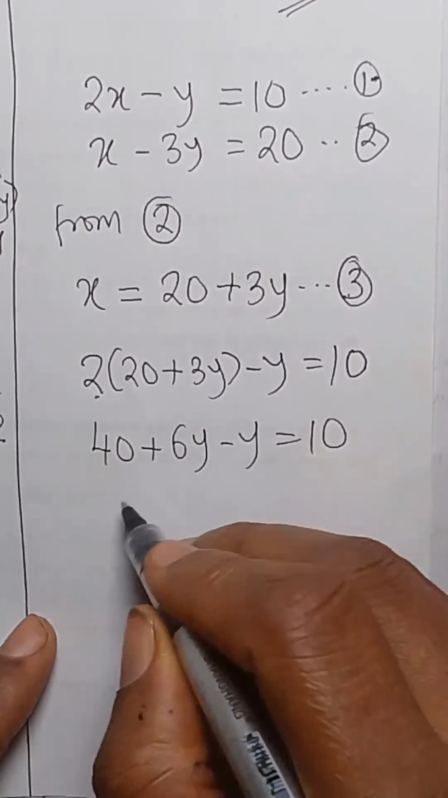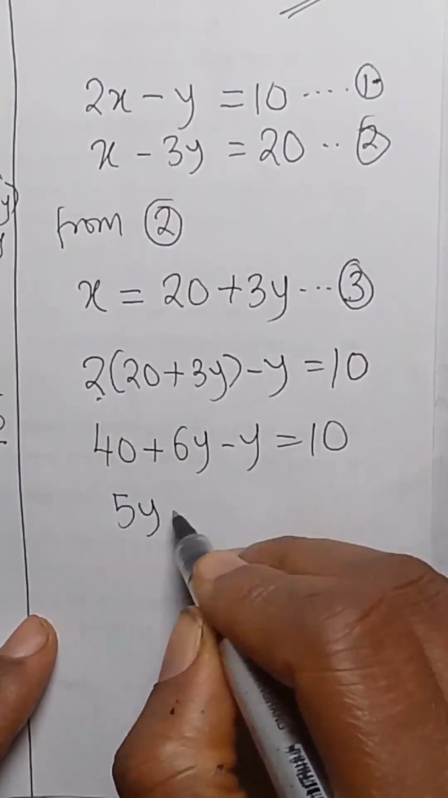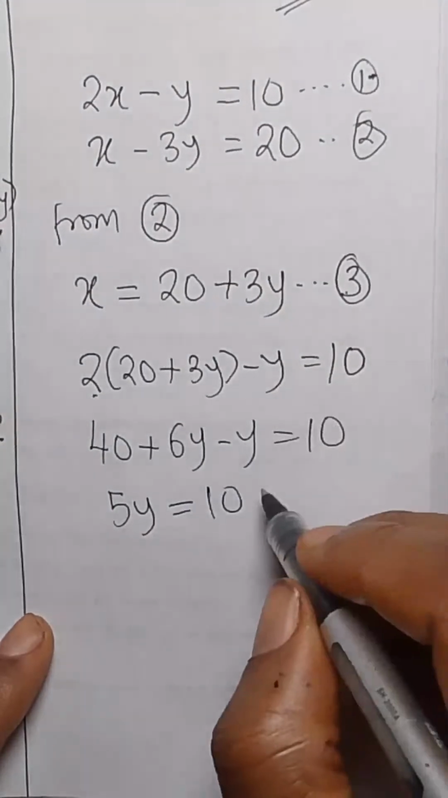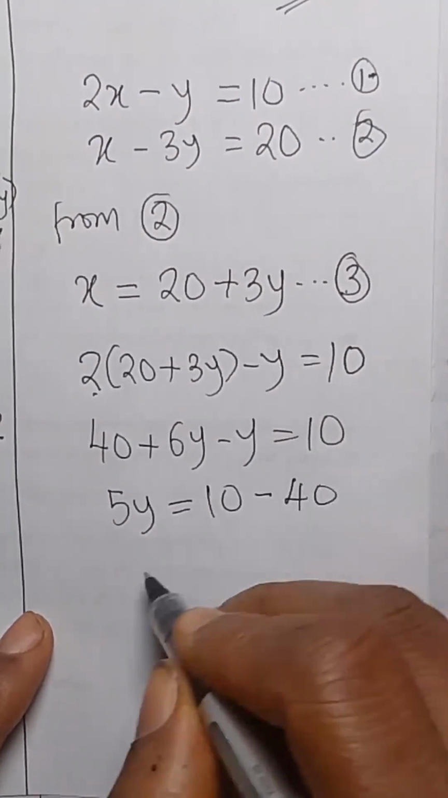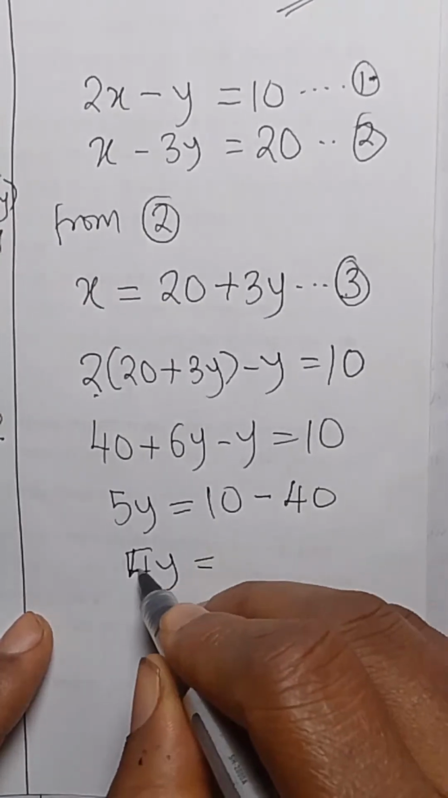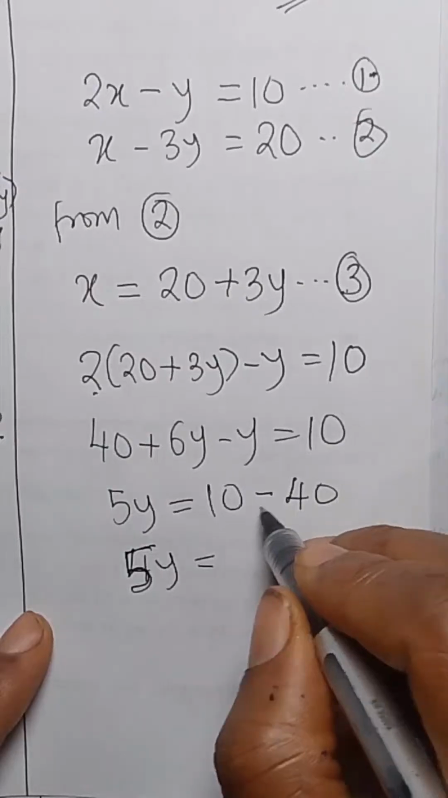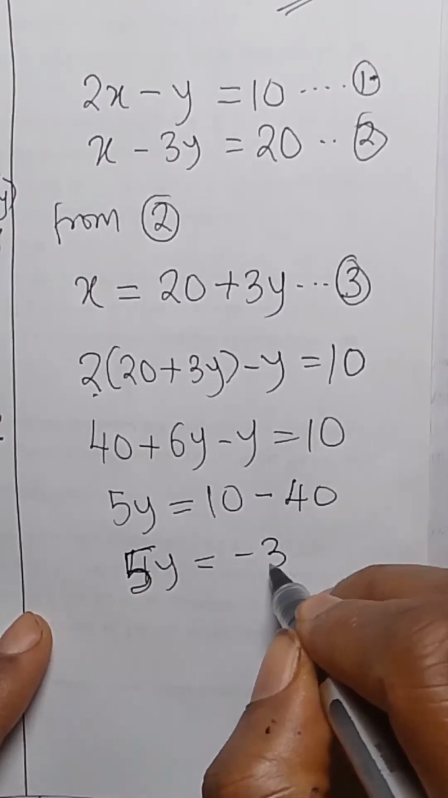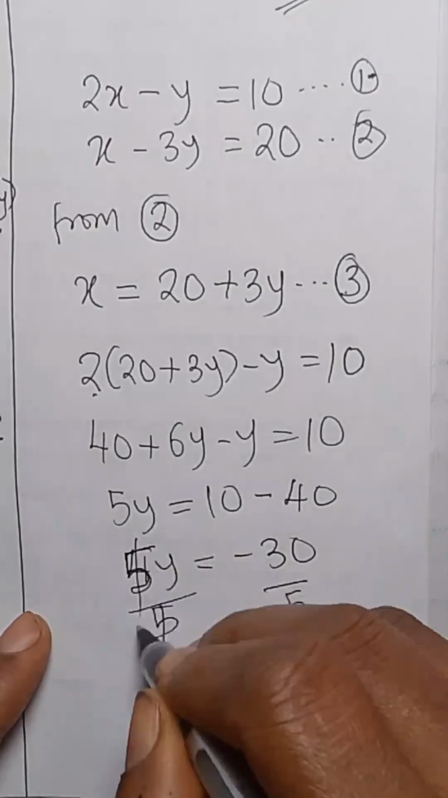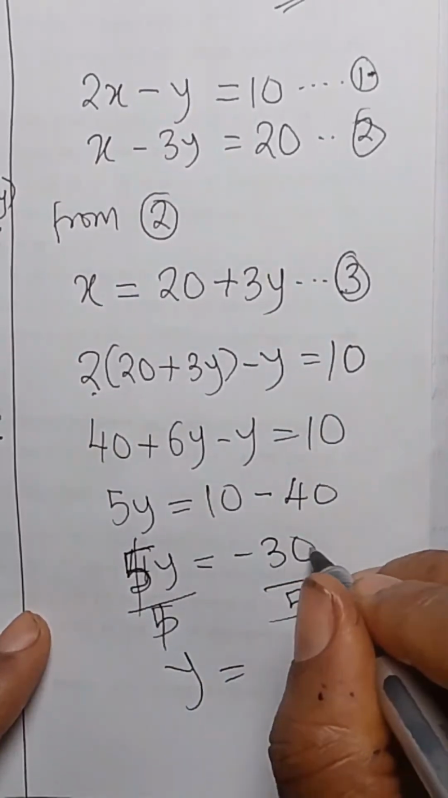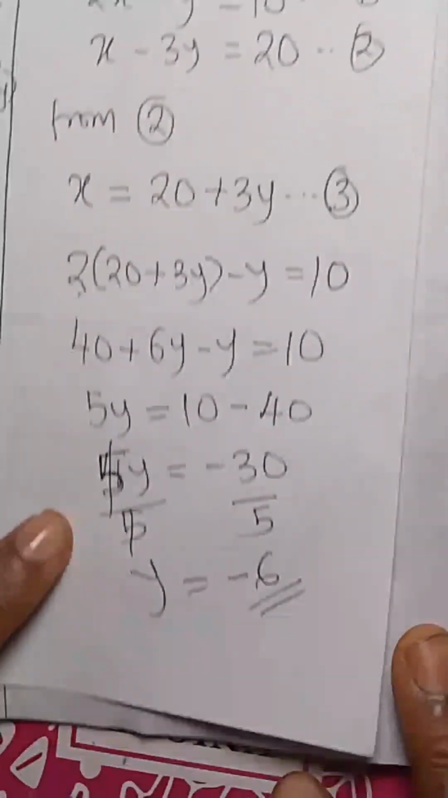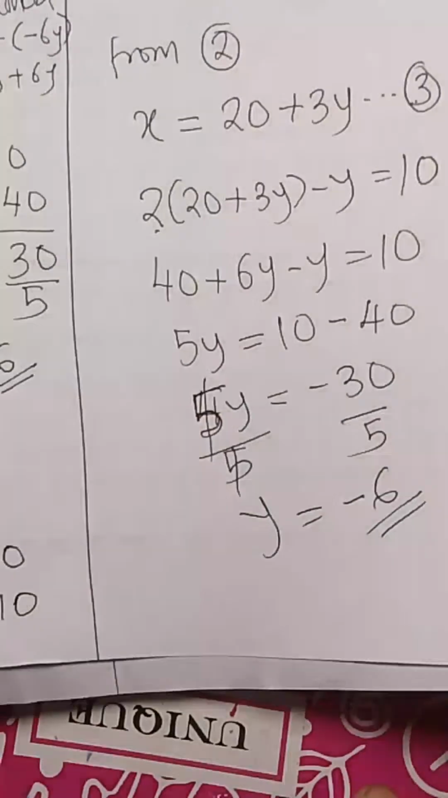So 6y minus y will give us 5y equals 10. This positive 40 will cross the equality sign and become minus 40. So 5y is as it is, 5y. 10 minus 40 will give us minus 30. So divide by 5, divide by 5. 5 will cancel, and we have y equals minus 30 divided by 5, which gives us minus 6. So that is the answer to the question.